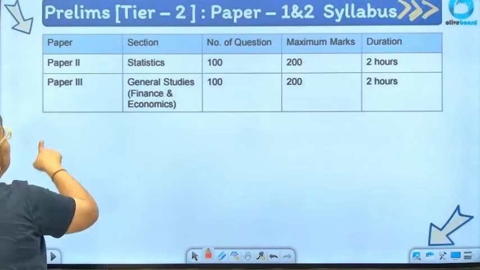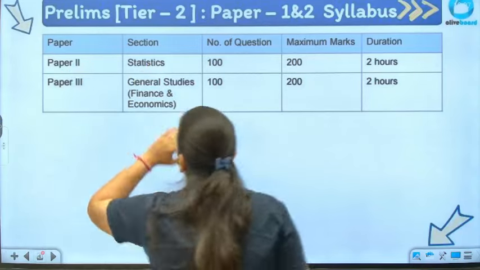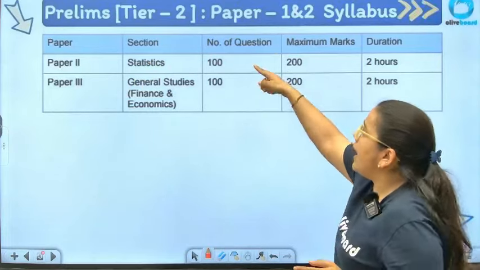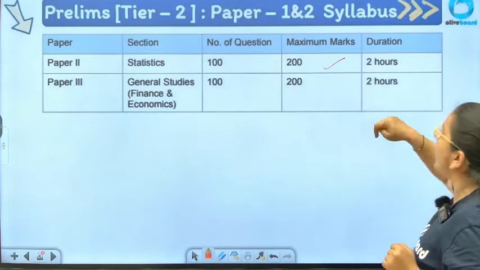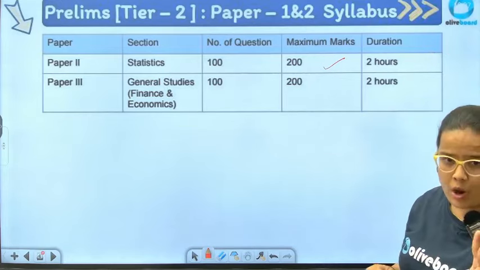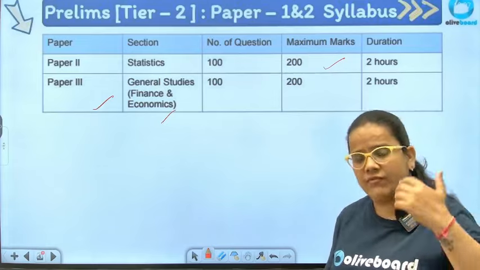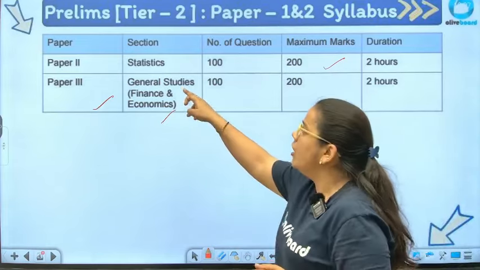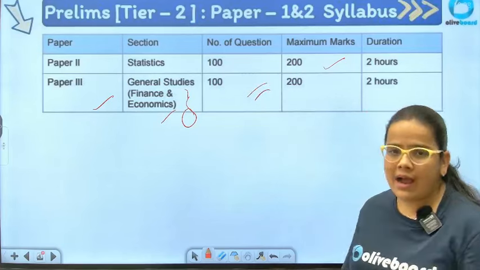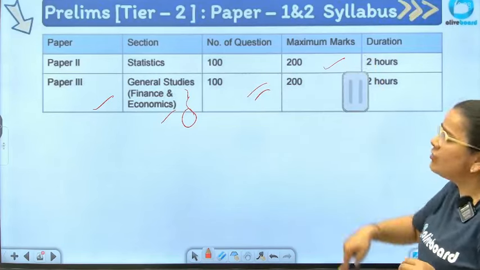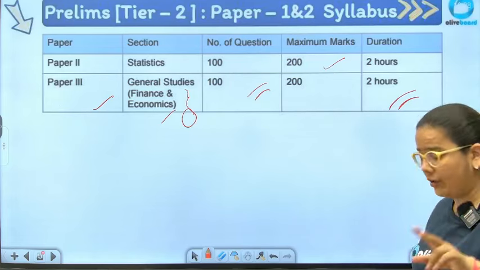Paper 2 and paper 3: basically paper 2 is for the statistics section, and the number of questions is 100, maximum marks 200, duration 2 hours. Your paper 3 consists of general studies, which is again for the category of finance and economics only. Number of questions 100, maximum marks 200, and duration is 2 hours, okay?